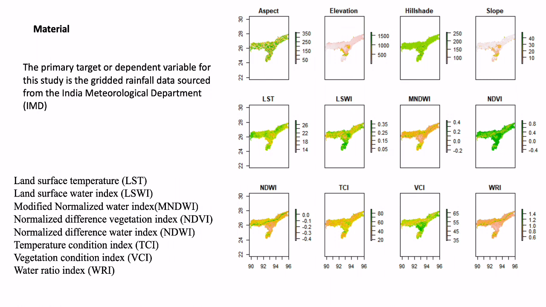The next one is TCI, that is temperature condition index, used to determine stress on vegetation caused by temperature and excessive wetness. Next one is VCI, that is vegetation condition index, which compares the current NDVI to the range of values obtained in the same period in the previous year. WRI, the last one, is the water ratio index. This index can be used to determine the amount of moisture in the vegetation.